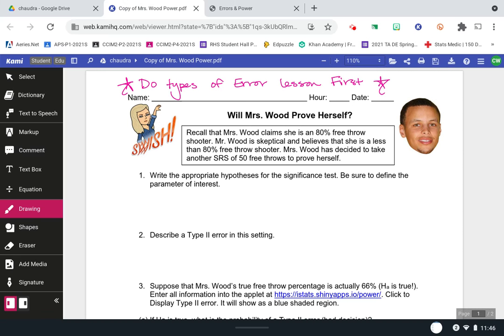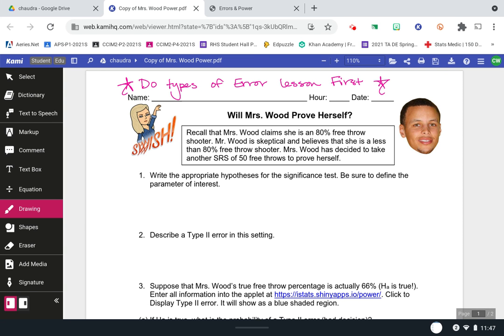Hey everybody, we are learning about error and power today, and hopefully you looked through the error lesson first, because you really need to understand what a type 1 error and a type 2 error is before we look at power. So if you didn't, please pause the video and then go look through and practice the two different types of possible errors that we can make when we run a hypothesis test. And I'll meet you back here in a little bit.